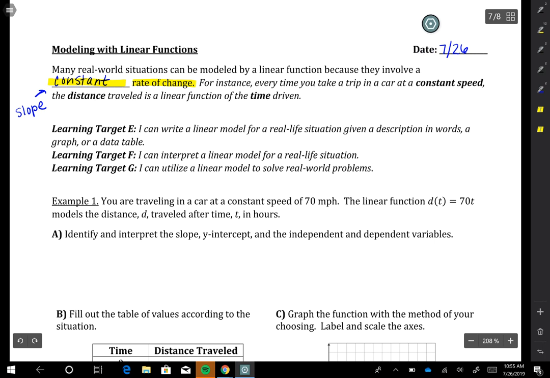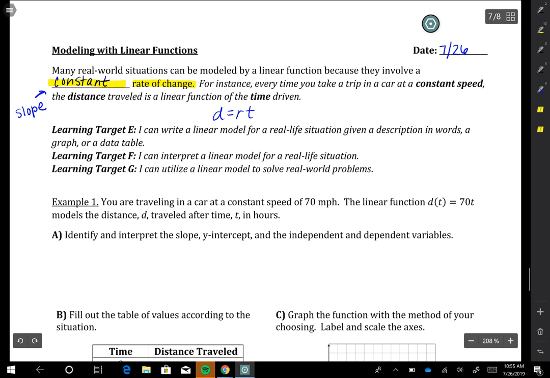Okay, so for instance, every time you take a trip in a car at a constant speed, the distance traveled is a linear function of the time. So I know you guys remember this formula, D equals RT, which we call the DIRT formula. It's distance equals rate times time. Well, in this case, the rate, that is like your slope. So we're going to do an example like this down below so we can easily understand a linear situation.